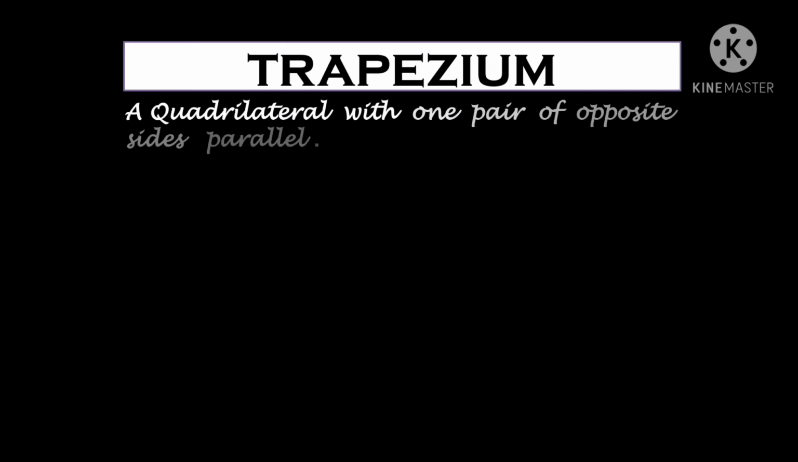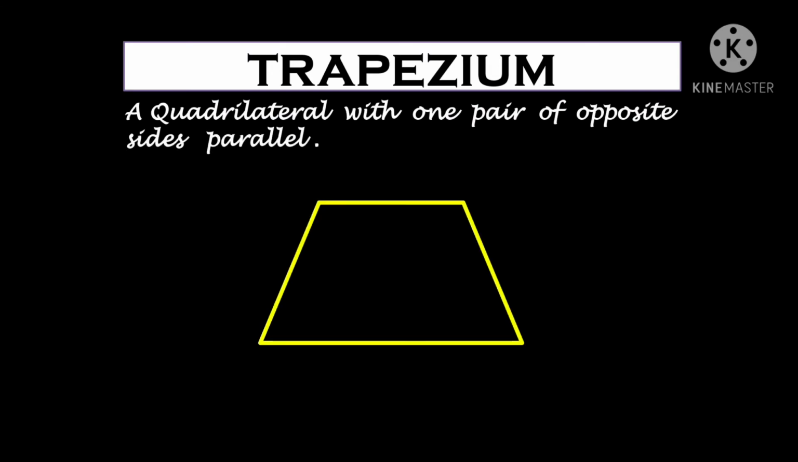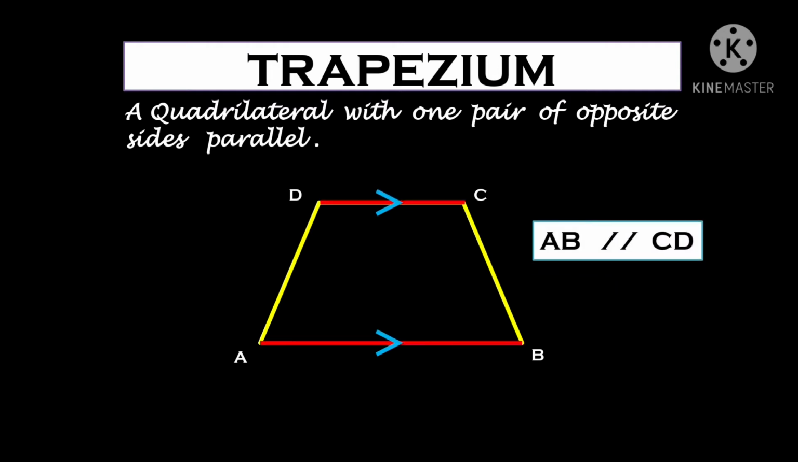Next, trapezium. In a trapezium, only 1 pair of opposite sides are parallel, only 1 pair. It looks like this. Let's consider this trapezium ABCD and we'll consider AB parallel to CD. Here we see that only 1 pair of parallel sides we have. Now AD and BC are non-parallel sides. If 1 pair is parallel, it will be called a trapezium. If both the pairs are parallel, it will become a parallelogram.